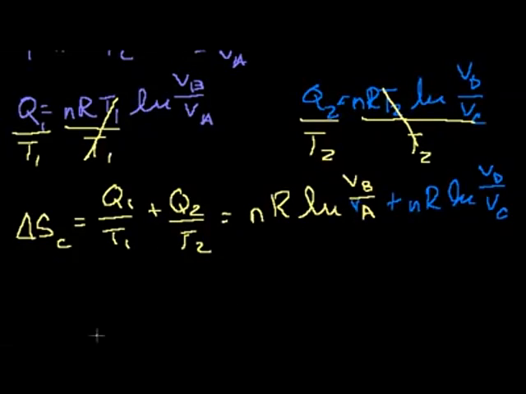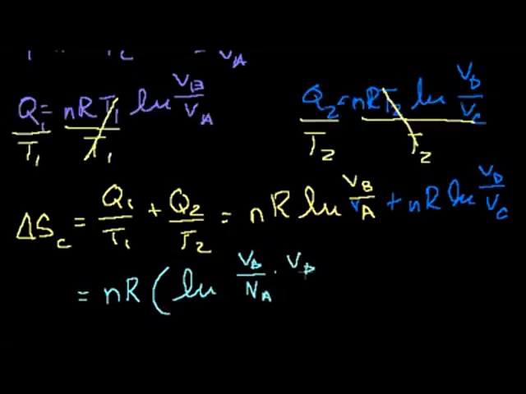All right, now let's see what we can do. This is equal to, almost there, home stretch, nR, we can factor out an nR. And then the natural log of a plus the natural log of b is just the same thing as the natural log of ab. So this is equal to nR times the natural log of Vb over Va times Vd over Vc. All right. Now this is our change in our S state variable that we're playing with right now.